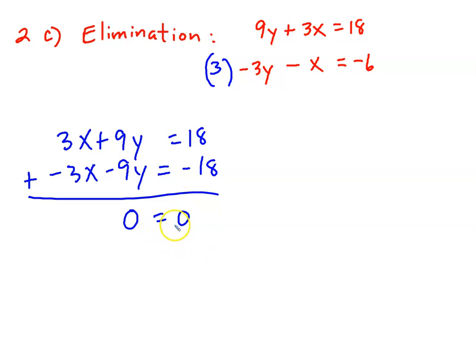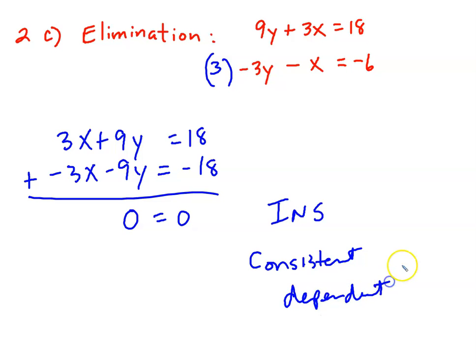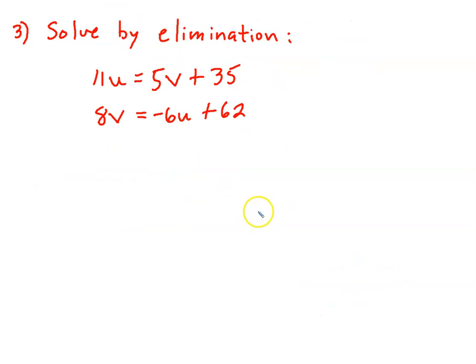Well, that's true. So the same situation will happen, except that both of your variables, when you're trying to eliminate one, you'll actually eliminate both. And if the statement that remains is true, this is another way of saying infinite number of solutions for consistent dependent. So I just showed you the same result using all three methods.